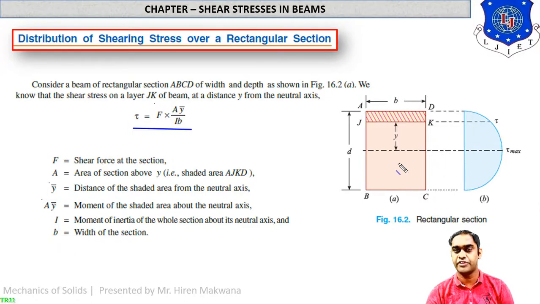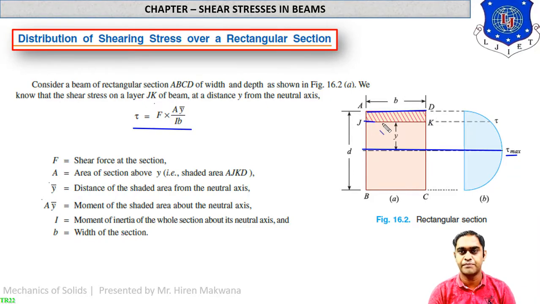Now you can see the figure, the rectangular beam as it is. This is the neutral axis at which the tau should be maximum. How this tau should be maximum, that also we will prove in today's session. Consider one strip, this is the strip ADJK. This strip is at a distance of y meter from the neutral axis. The width of the rectangular section is B and the depth is D. This is the layer BC at the bottom.